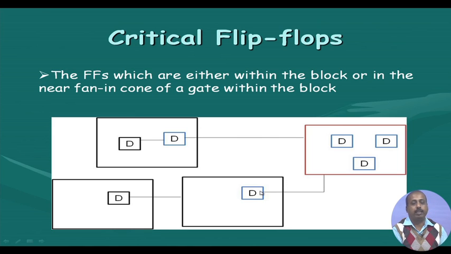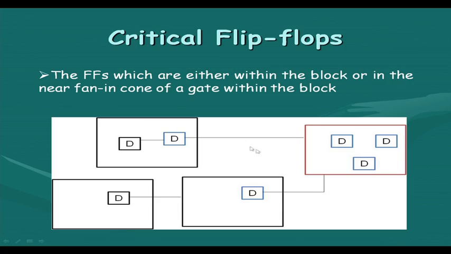So, we take some sort of measure of how critical a flip flop is for a particular block. If a transition occurs in that block, what is going to happen to the power and temperature profile of the block? So, we define the flip flops in the fan in cone of a gate or a block. This is called the critical flip flop.